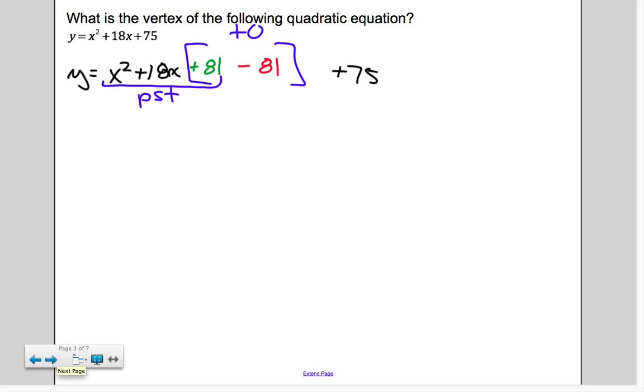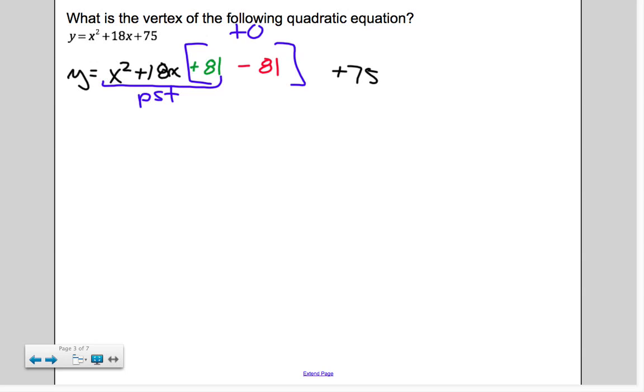I'm adding 0. That same trick I did before. I haven't changed the equation. The only difference is I'm expressing 0 differently, as plus 81 minus 81. Does that not give me 0? So we're doing basic math here, really. But what we've done is fundamentally change how this equation looks.